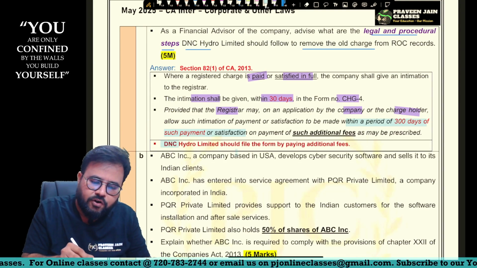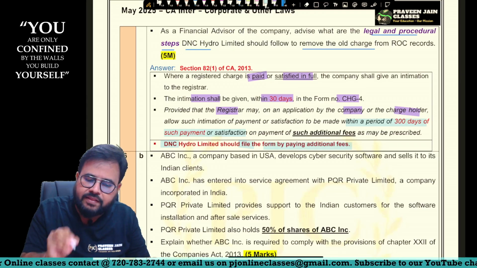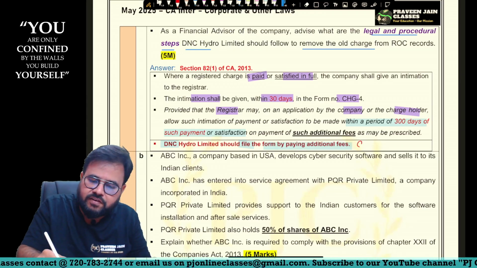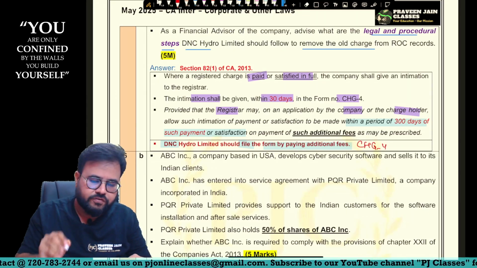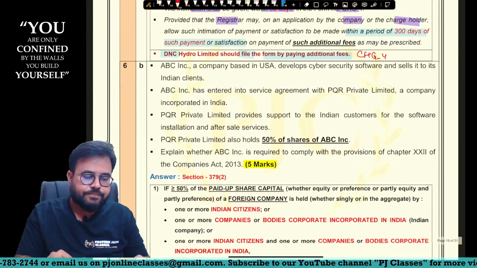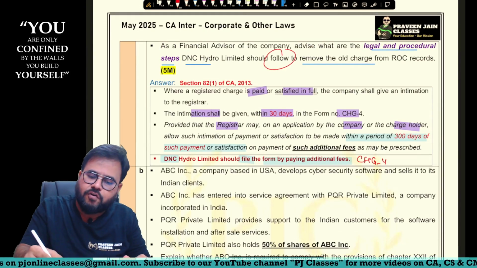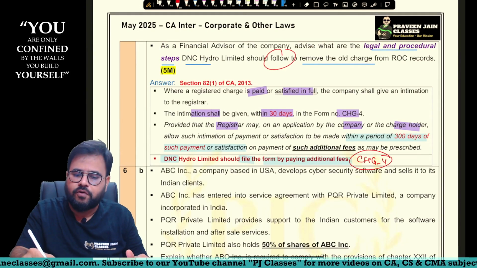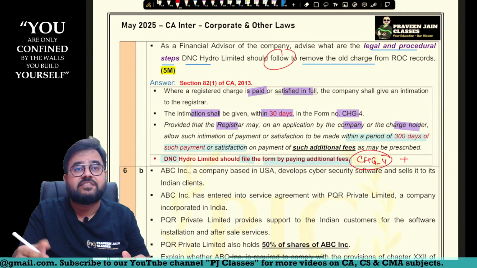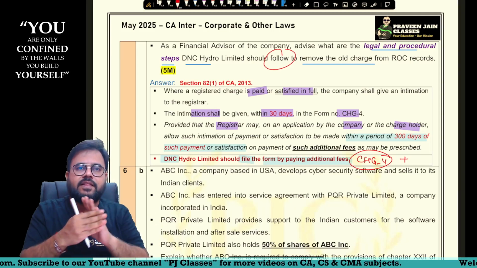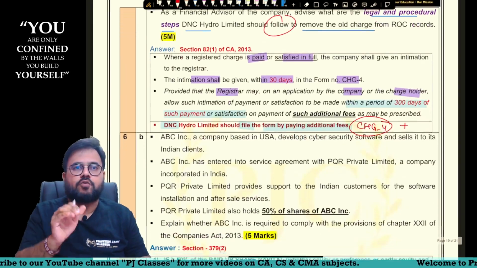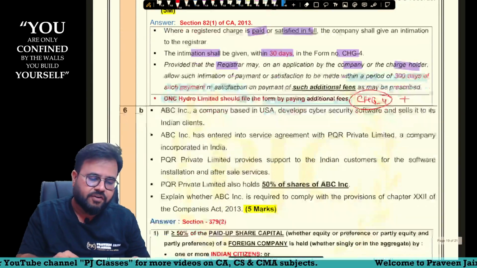So DNC Hydroelectric should file the form by paying the additional fee. Which form they have to file, sir? CHG4, sir. So what is the procedure they have to follow? They have to follow CHG4, and if that form is digitally signed with the banker also, sir, then there will be no problem. Immediately ROC is going to record the satisfaction in their records, sir.